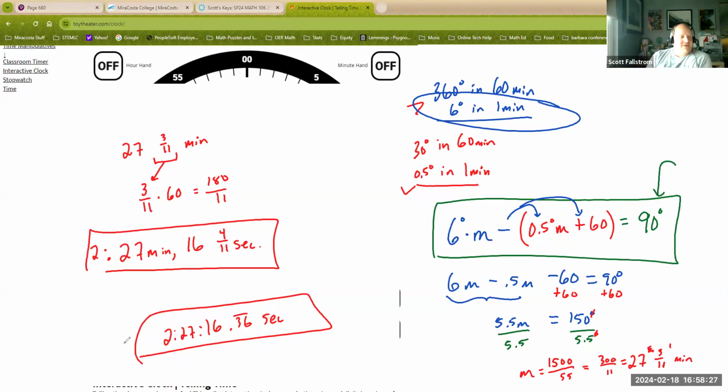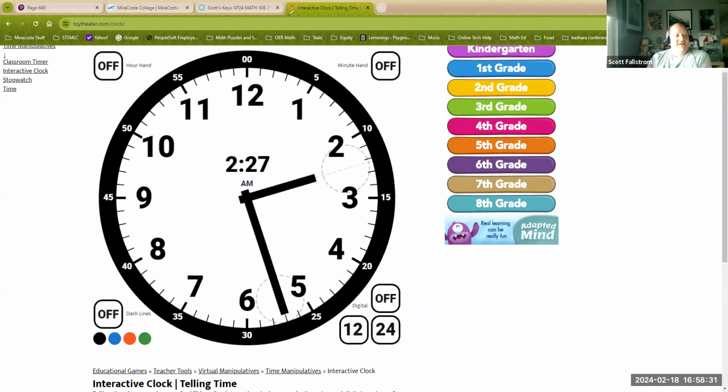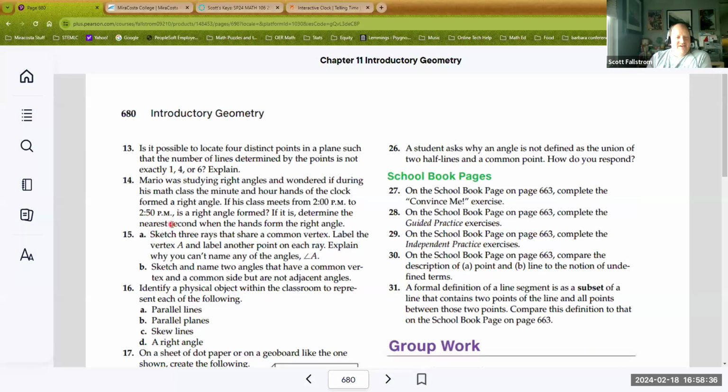So does it make a 90-degree angle? It does, and you can determine the exact time that it does. And let's see here, it says determine the nearest second. So there you go. There's the nearest second, and we can actually get better than that. We can determine the fraction of a second. So it looks like it's a little bit over, maybe a third of a second. And there it is.